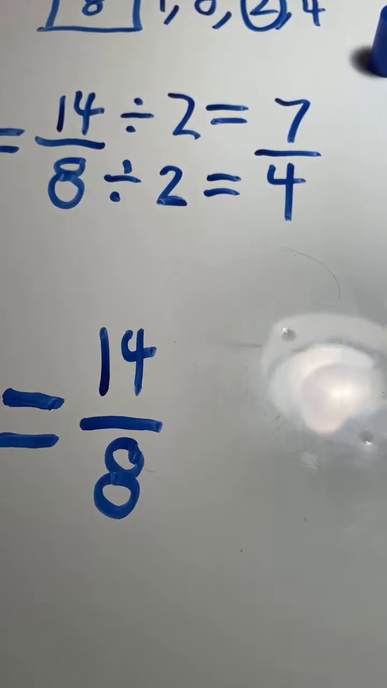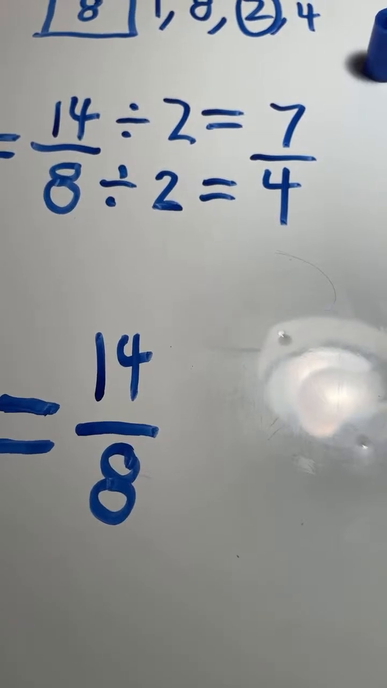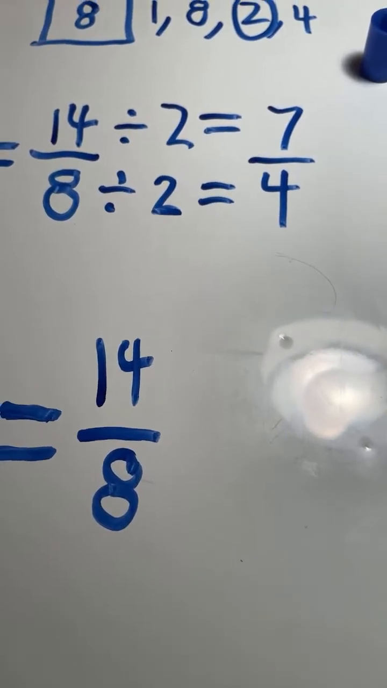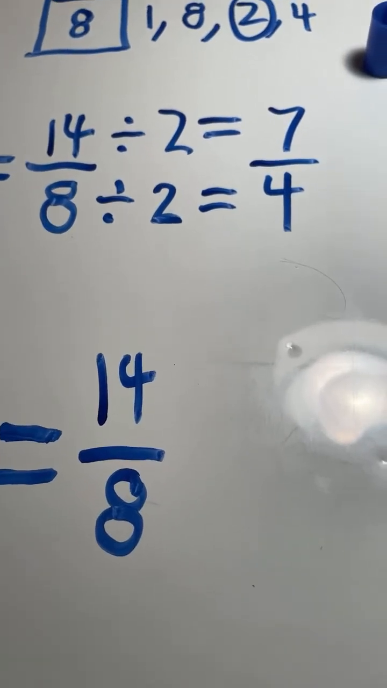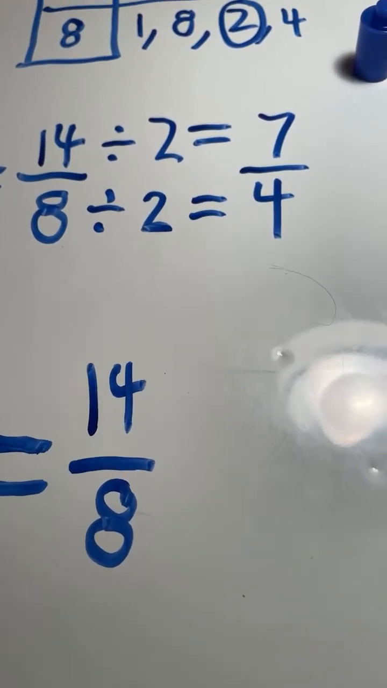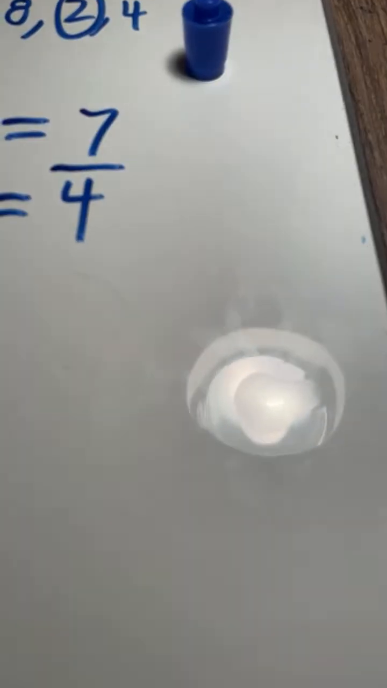Now let's say you want to convert 7/4 to a mixed number, because it is an improper fraction right now. The way to do that is to divide. You want to see how many groups of 4 go into 7. So I'm going to model that next.